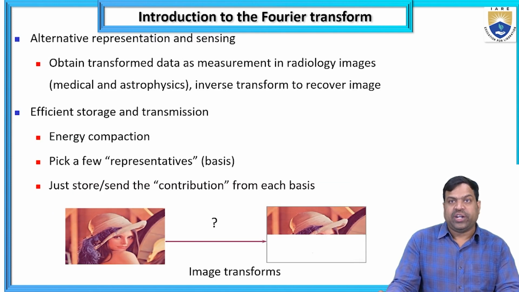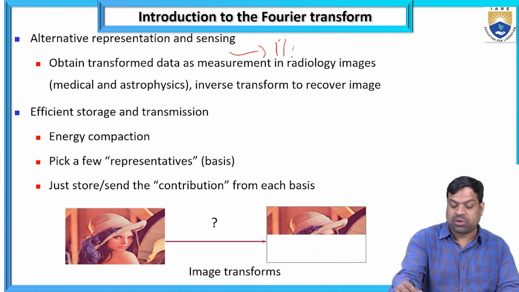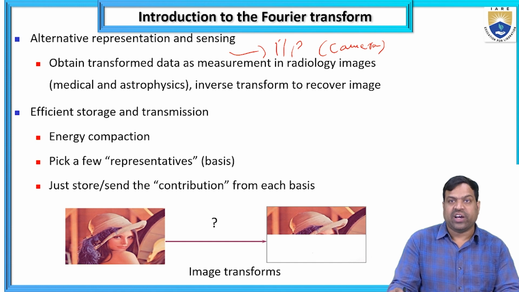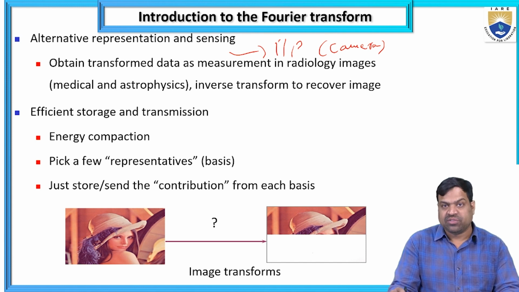So the alternative representation of sensing. Sensing means here I am using some input, like for example a camera. So the alternative representation of sensing is a camera, to obtain transformed data as measurement in radiology images. So what does radiology mean? Medical and astrophysics. So it is the inverse transform to recover the image. So the efficient storage and the transmission, energy compaction: pick a few representatives, and that is the basis, and just store and send the contribution from each basis.